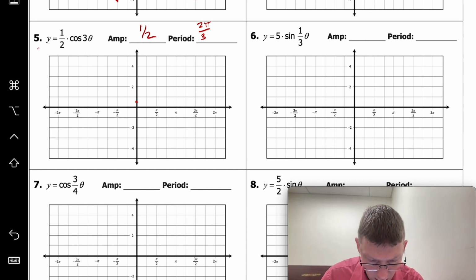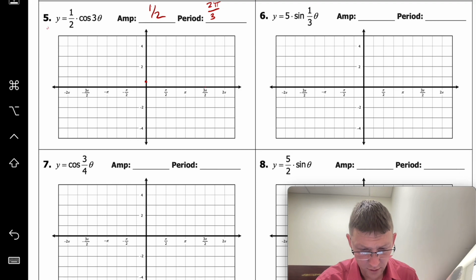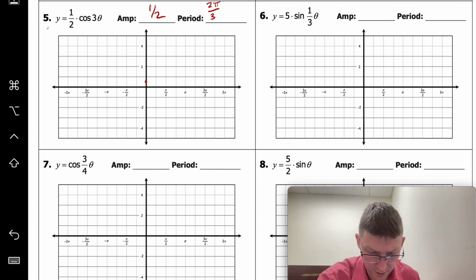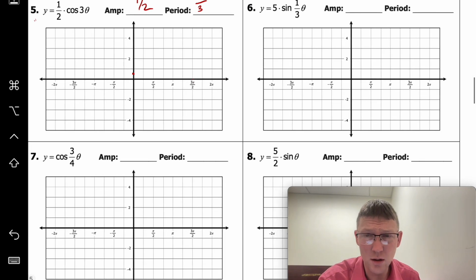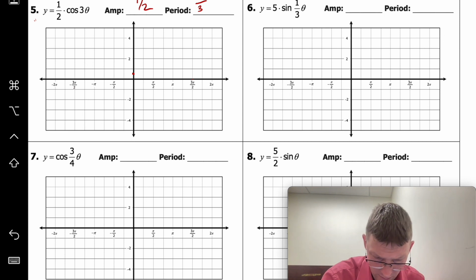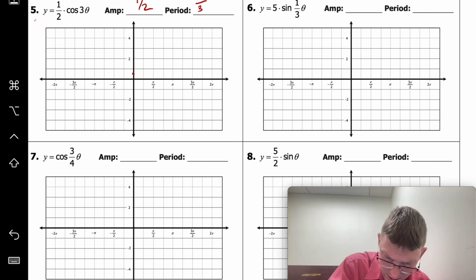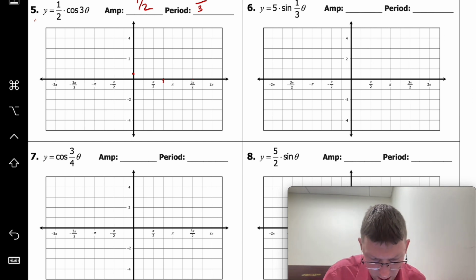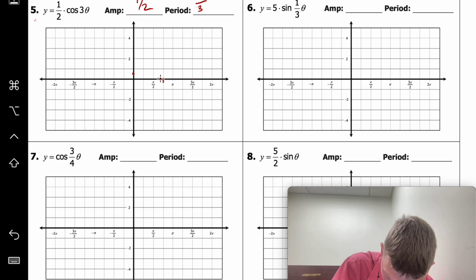And then our period is 2 pi over 3. So that means we go to 2 pi over 3-ish. So that's a little bit lower than 3 pi over 4. So this number is 3 pi over 4. So we're just going to go a little bit before then and put a dot right there.